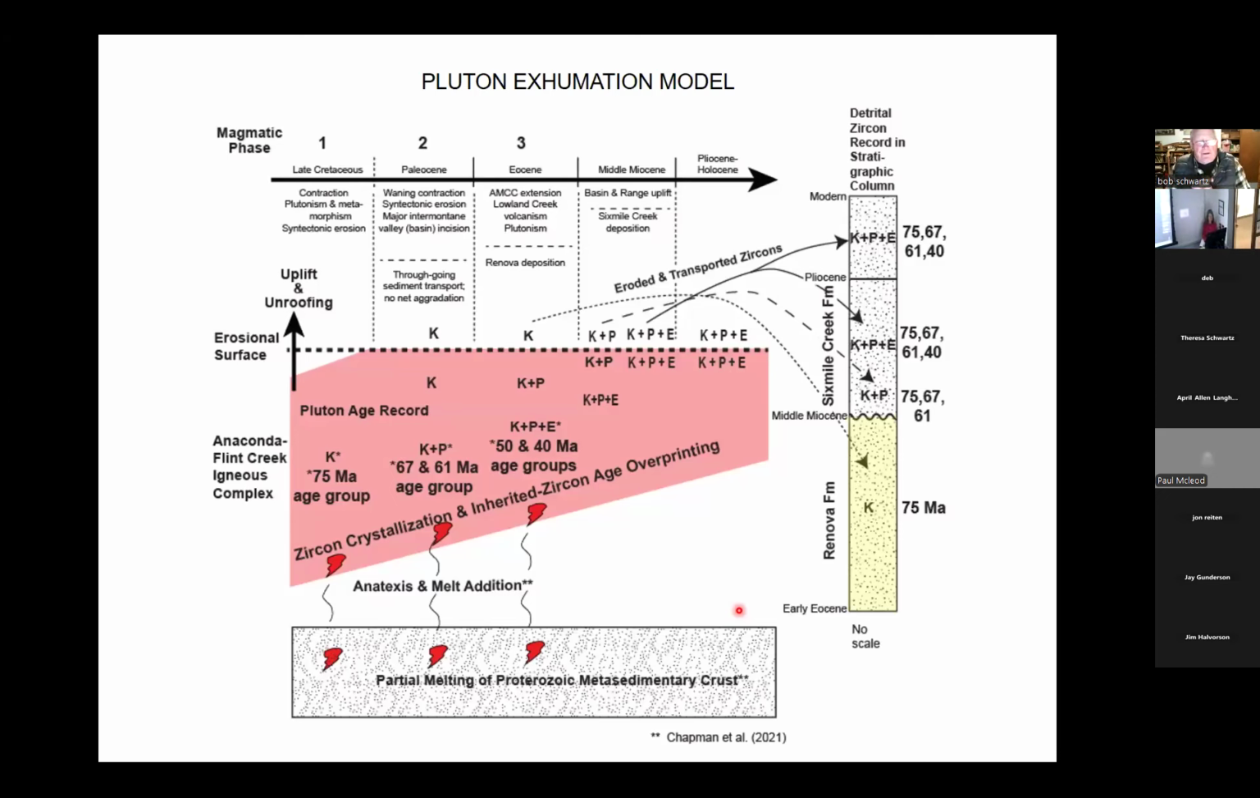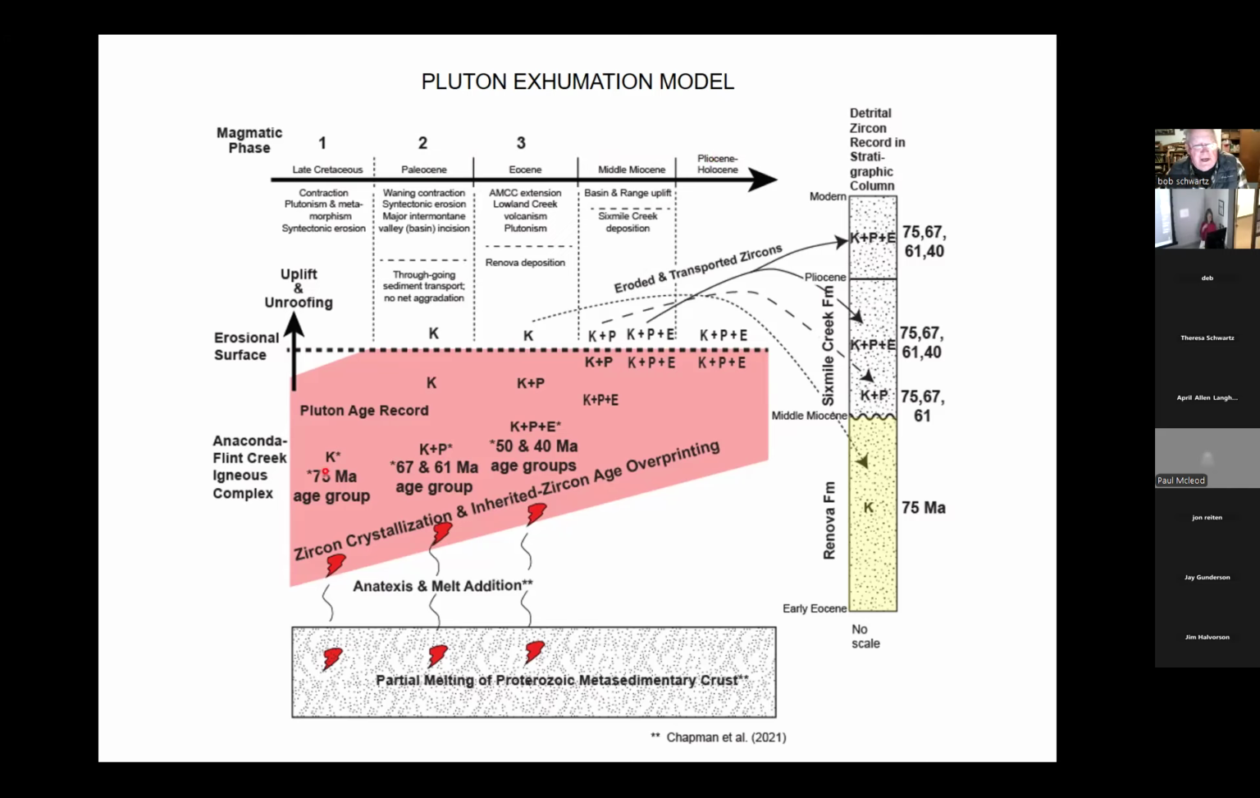So I put together this exhumation model. And your brains are probably fuzzy by now, mine is. In this model, pink indicates pluton, granitic pluton. Left to right is time. We're going through time, stage 1, 2, 3: late Cretaceous, Paleocene, Eocene, Middle Miocene, and so on.